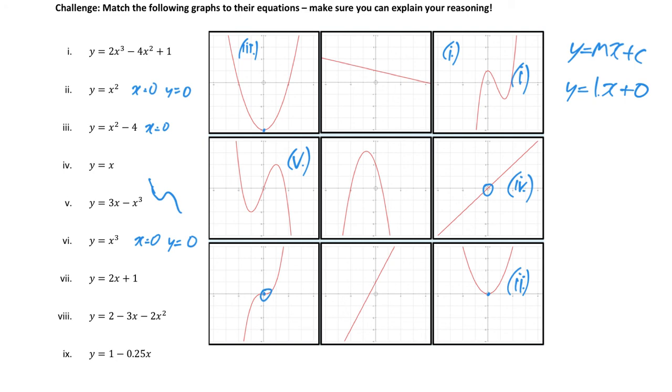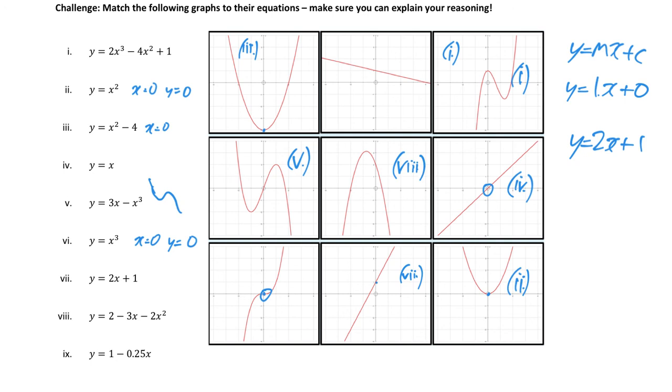Part 7, we've got y is equal to 2x plus 1. So again, that's a straight line with a positive gradient and a positive intercept. So it has to be this one. So that's going to be our part 7. Okay, part 8 is a negative quadratic, and negative, so a frowny face, and that is the only one that it could be, would be this one here. So that's our part 8.